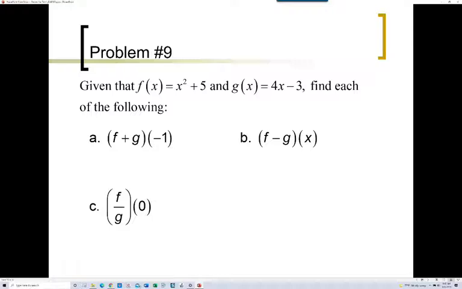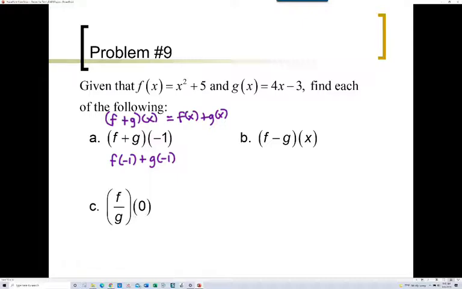Now, as always, I would encourage you to try these and then watch the video. So here we know that f plus g of x by definition means f of x plus g of x. The only thing different here is instead of having an input of x, it's negative 1. So this becomes f of negative 1 plus g of negative 1.